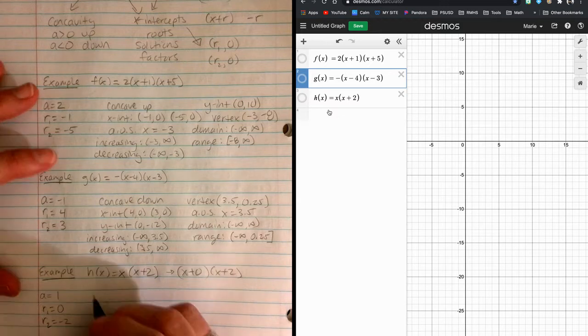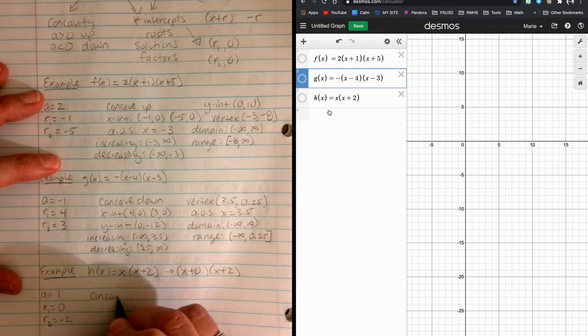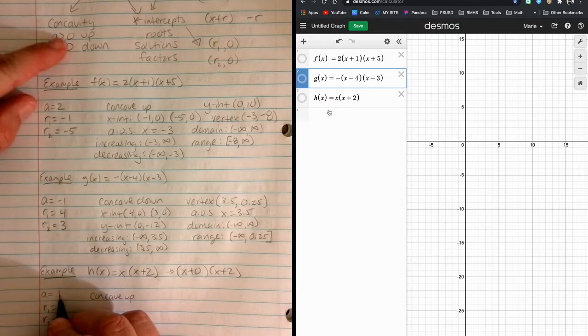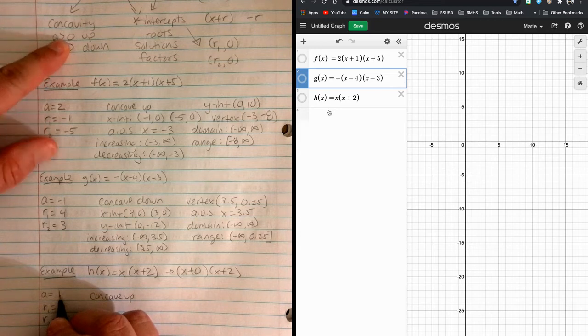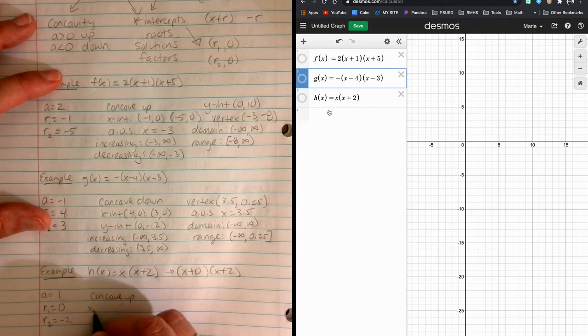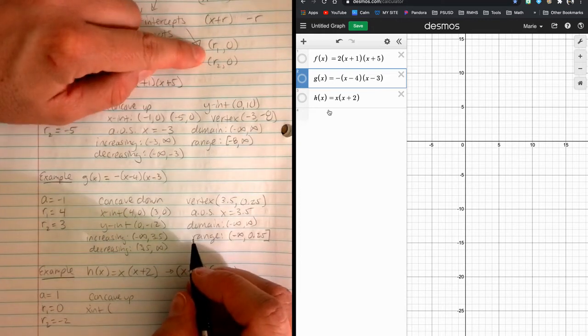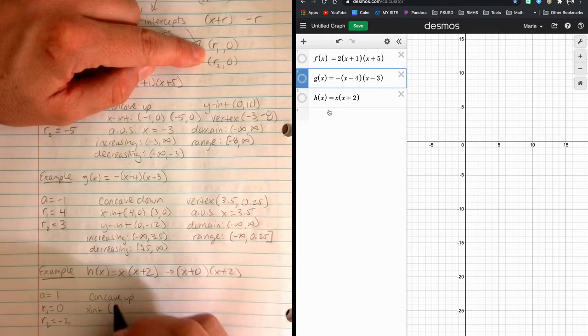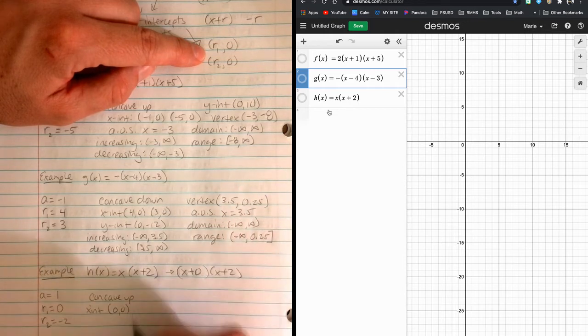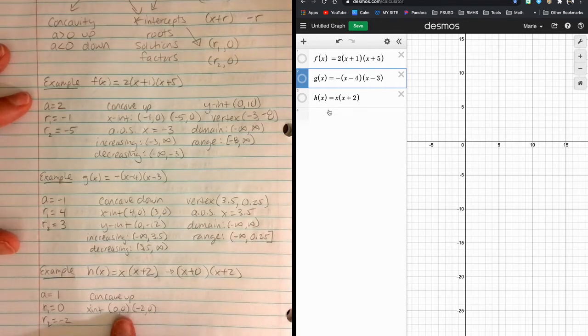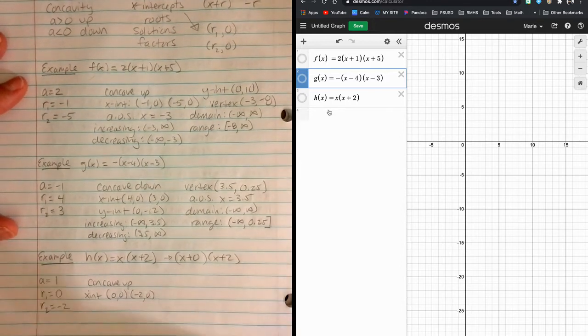So let's analyze this. This is going to be concave up because a is greater than 0, therefore it is up. Its x-intercepts, remember we're going to follow this form right here, are going to be 0, 0, that should look familiar to you, and negative 2 comma 0. So now we have our two x-intercepts.